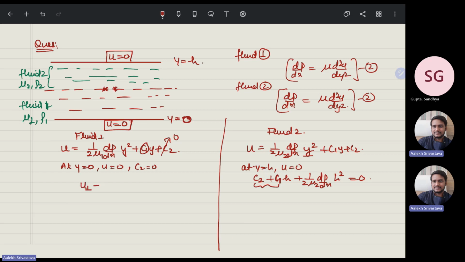u of fluid 1 is equal to u of fluid 2. So that means u of fluid 1 is equal to u of fluid 2. There is a continuity of velocity at this point. Okay. So this is what we will use as one boundary condition.